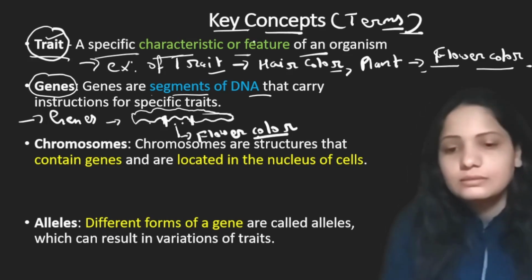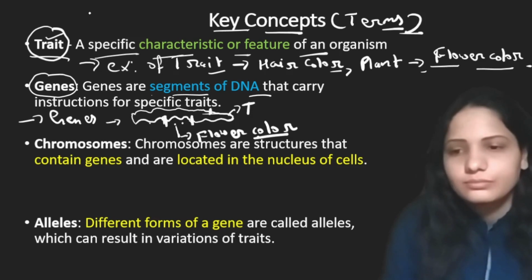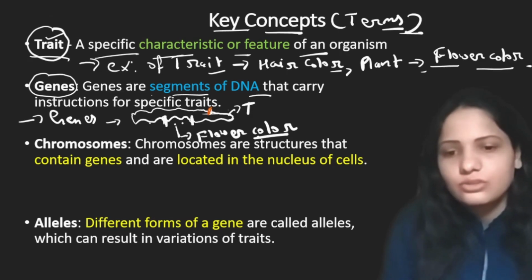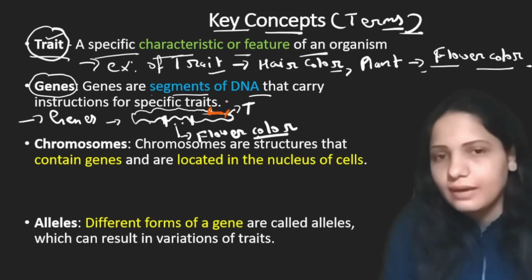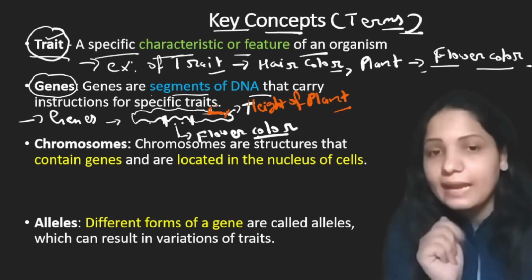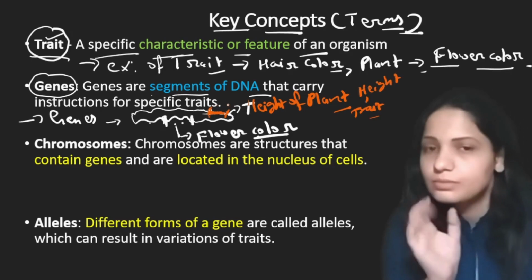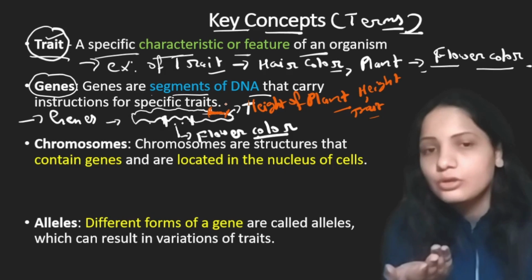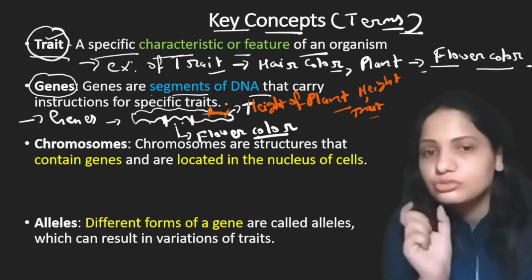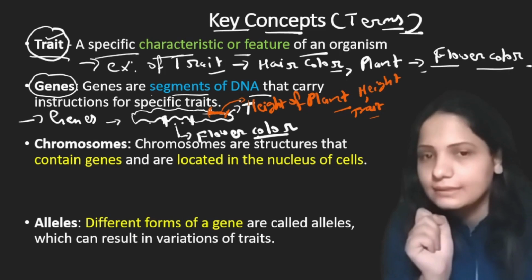In the same way we have the height gene. Let's say this region, this segment of DNA, is responsible for the height of the plant. So this gene is responsible for the height trait, and height is a trait. This segment of DNA is responsible for height, and height is a trait. So we can use the term gene for this. This is the gene responsible for the height of the plant.